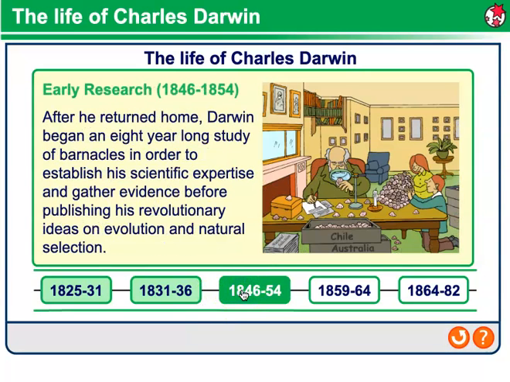From 1846 to 1854, he returned home, and he began an 8-year-long study of barnacles in order to establish his scientific expertise and gather evidence before publishing his ideas. Specifically, he eventually published his ideas on evolution and natural selection only after other individuals began to put together similar ideas.